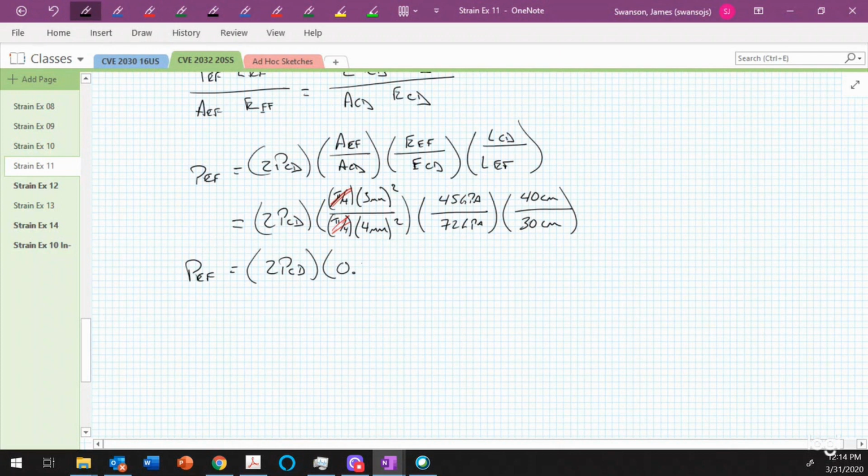We end up with 0.4688 here. And then if we multiply by 2, that's equal to 0.9375 times P sub CD. Or we could write it the other way, and we could say that P sub CD is equal to 1.067 times P sub EF.